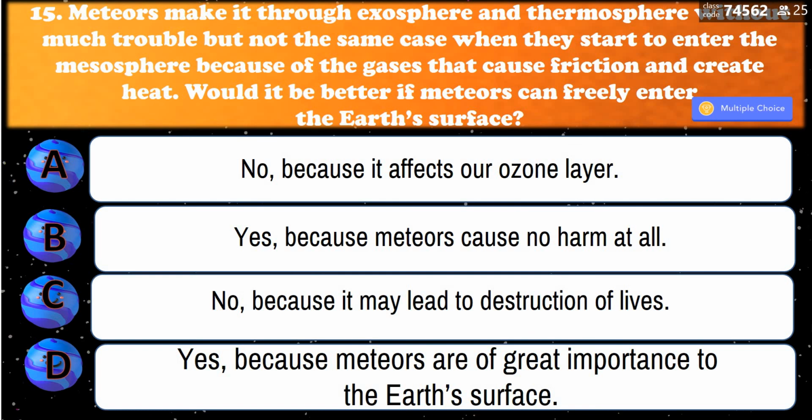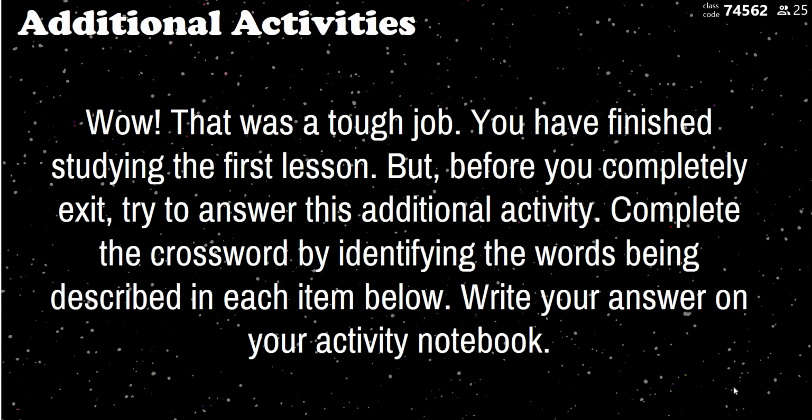Meteors make it through exosphere and thermosphere without much trouble, but not the same case when they start to enter the mesosphere because of the gases that cause friction and create heat. Would it be better if meteors can freely enter the Earth's surface? No, because it may lead to destruction of lives. That is letter C. Congratulations for those who got it perfect. So there is an additional activity.